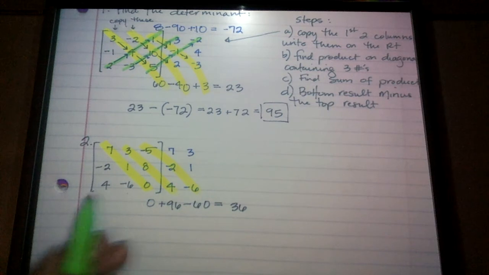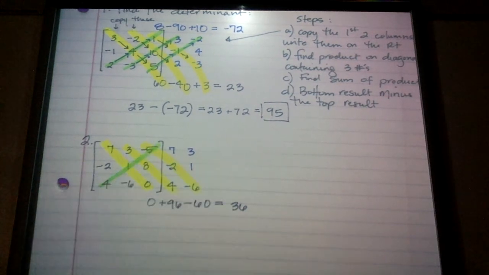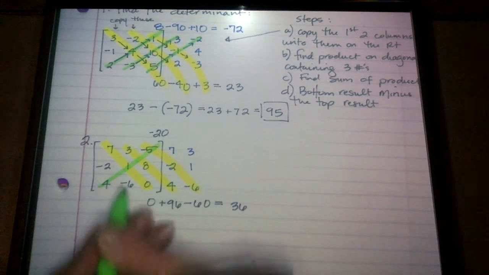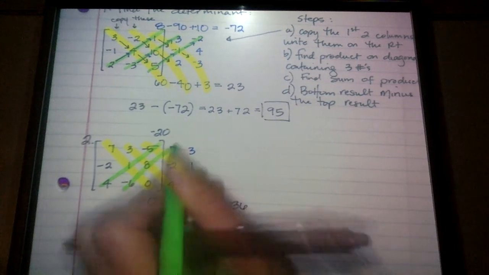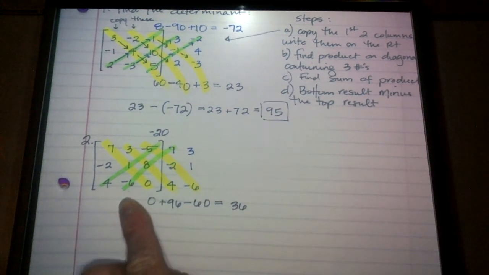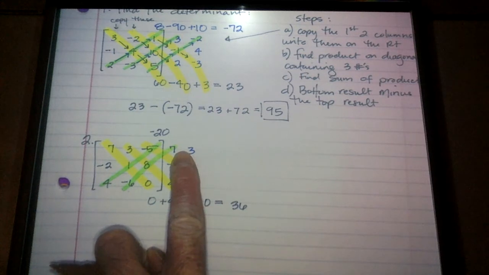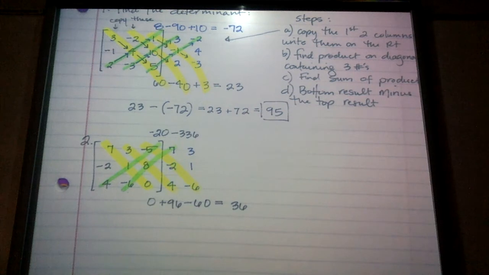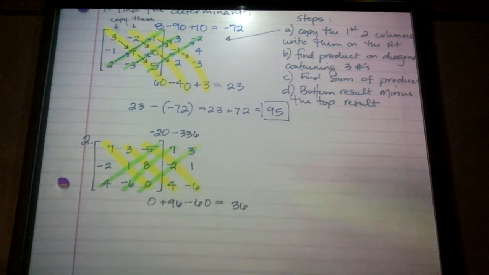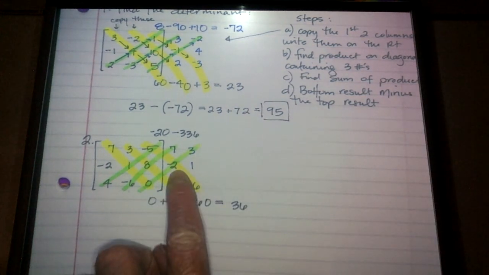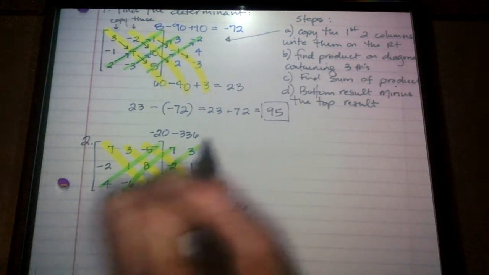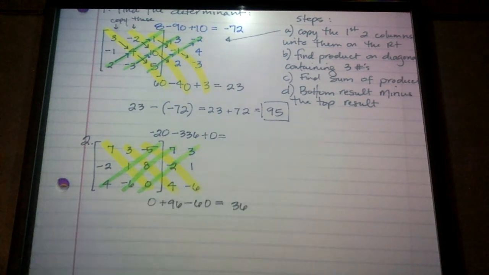Okay, now I'm going to work from the bottom up. 4 times 1 times -5 is -20. All we're doing is multiplying and adding. -6 times 8 times 7. I got -336. Last diagonal, 0 times 2 is 0, times 3 is also 0.